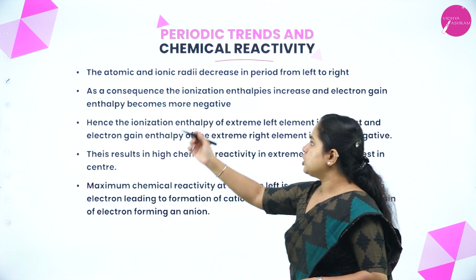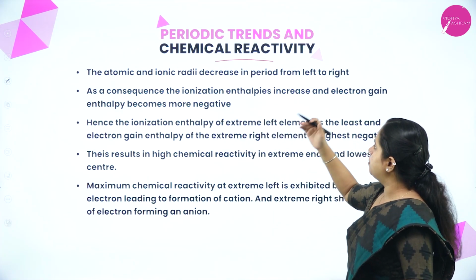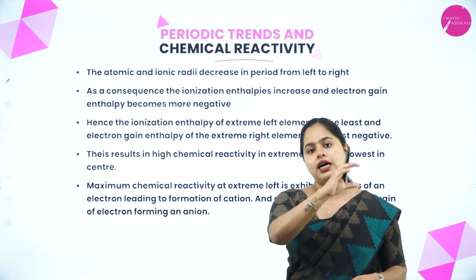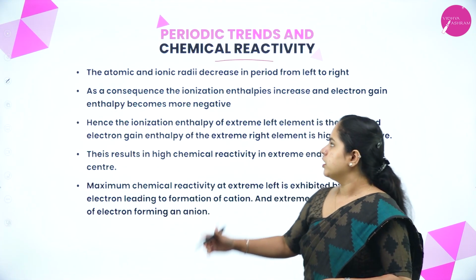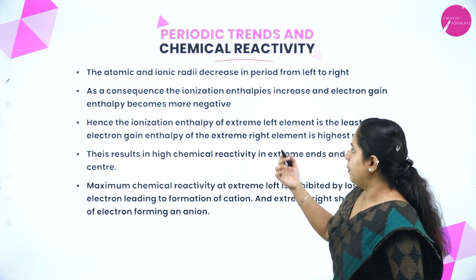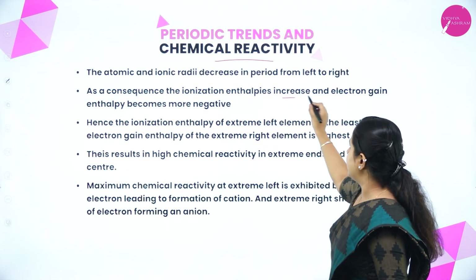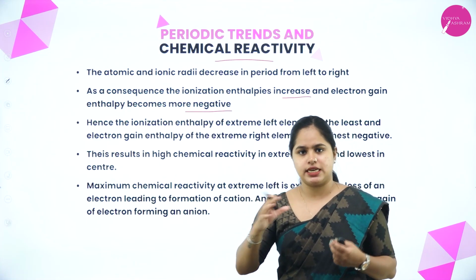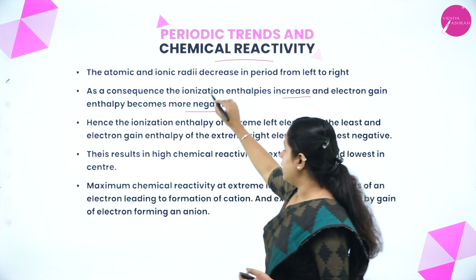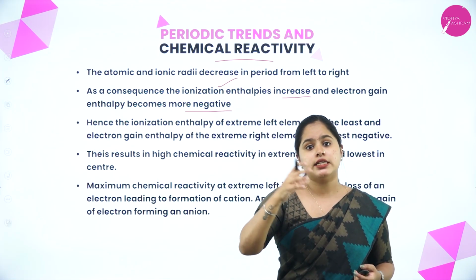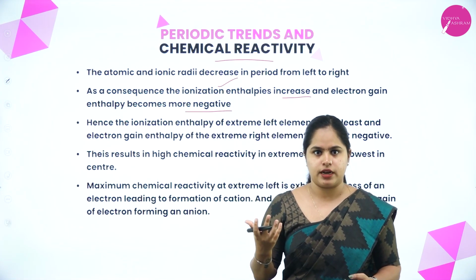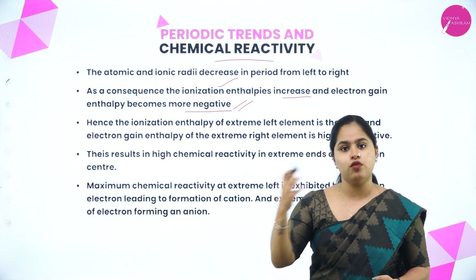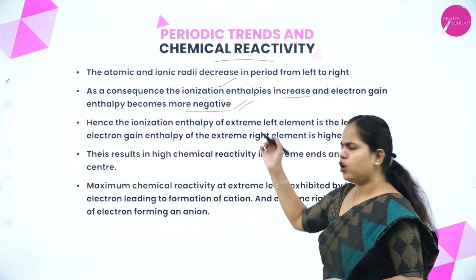Now, the atomic and ionic radius decrease in a period from left to right. We know that when we move from left to right across a period, the atomic size keeps on decreasing. So, as a consequence of that, what happens? Ionization enthalpy increases and electron gain enthalpy becomes more negative. Because the atomic size is decreasing along the period, ionization enthalpy is increasing because it is now very difficult to remove an electron from there. And the electron gain enthalpy will also be more negative as we move along the period. Yes, we have already discussed this.